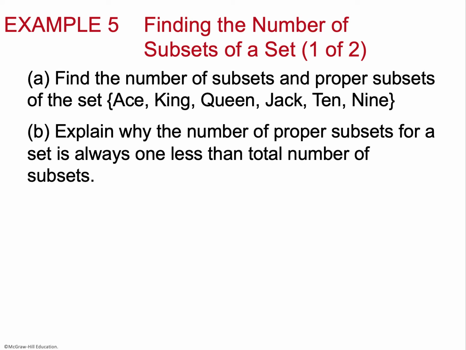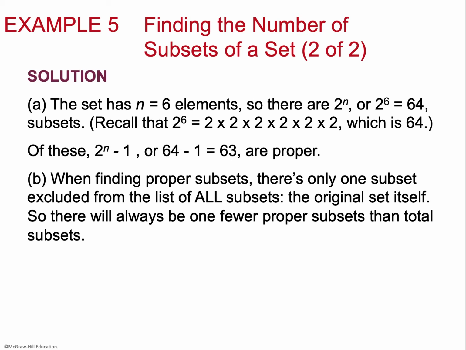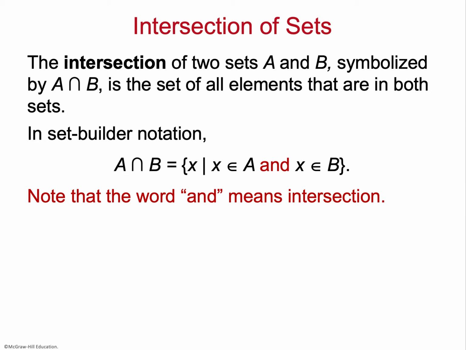So let's look at this example that we're given. I've got ace, king, queen, jack, 10, 9. So that means there are 6 elements in the set. So I have 2 to the 6th power subsets, and then I subtract 1 from that to get the number of proper subsets. And the reason we're doing that is because when we find a proper subset, I have to remove the original set from the equation.